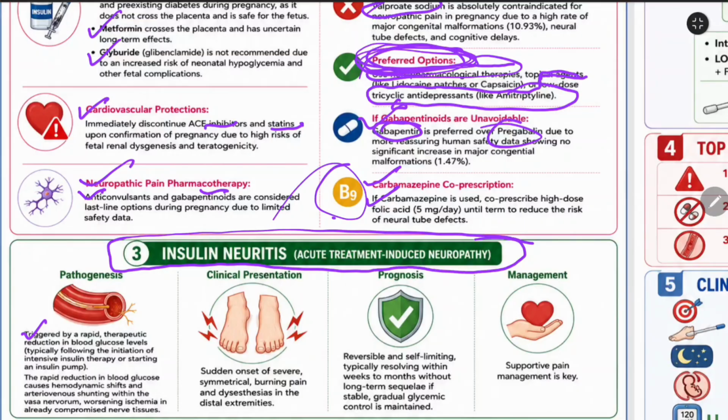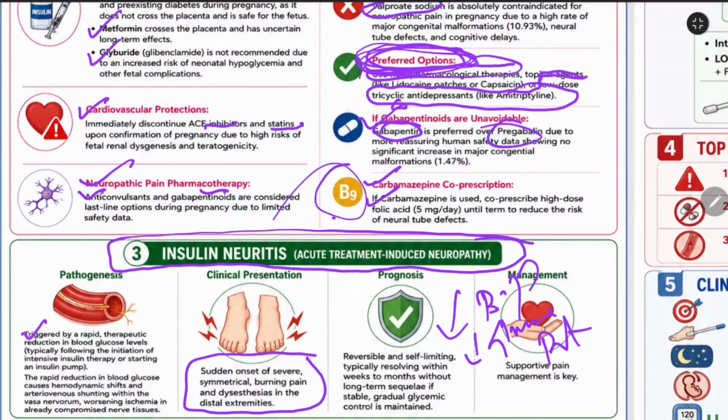It is similar to how rapid reduction of blood pressure causes ischemic events, no? And similarly, rapid reduction of glucose causes exacerbation of your retinopathy, no? Similarly, rapid reduction of blood glucose causes exacerbation of neuropathy. That is nothing but insulin neuritis. There is sudden onset of severe symmetrical burning pain and dysesthesia in the distal extremities. It is reversible and self-limiting, typically resolving within weeks to months, without long-term sequelae if gradual glycemic control is maintained. Supportive pain management is the key therapy.